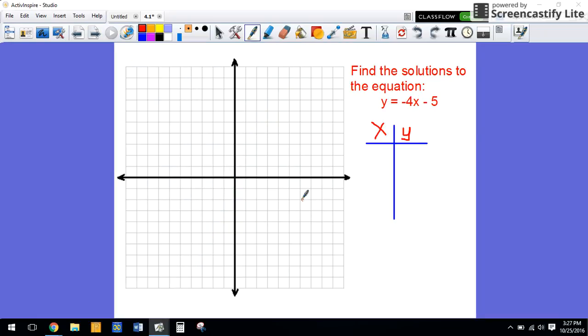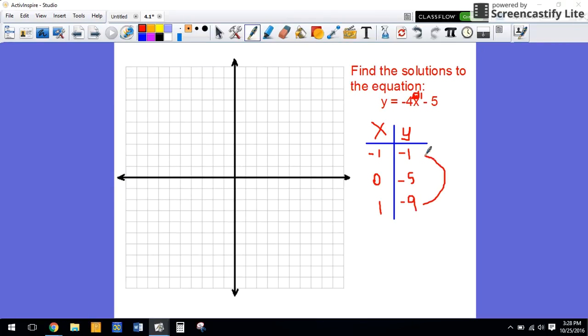Here's another example. Again, I don't have any x values listed here, so I'm going to come up with my own. I personally like -1, 0, and +1 because they're going to keep my numbers small so that they fit on my graph. So -4 times -1 gives me +4, -5 gives me -1. Plugging in a 0 here, I get 4 times 0 is 0, -5 gives me -5. Finally, I plug in a 1 for x, and I get -4 times 1 is -4, -5 is -9.